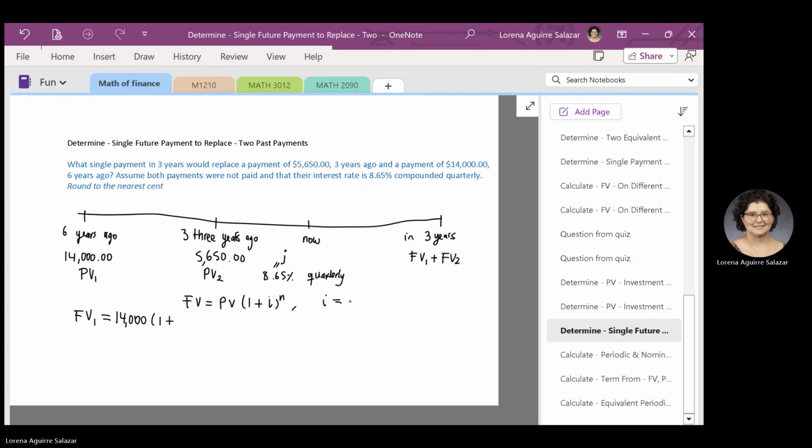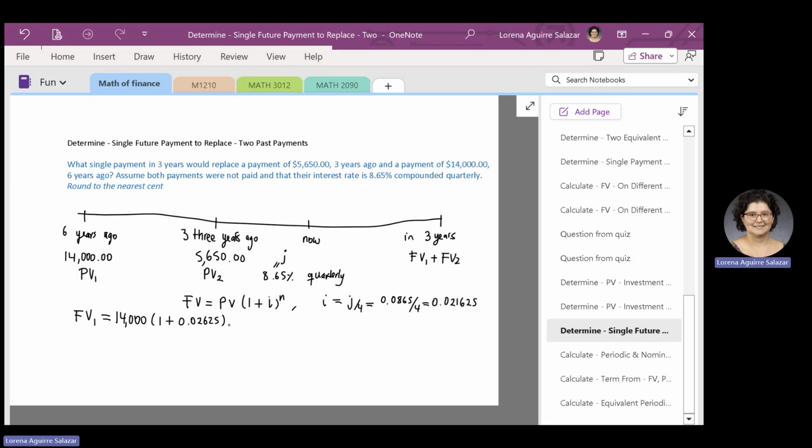We divide the decimal equivalent of 8.65%, which is 0.0865, by 4. And when we perform that division, we find the number 0.021625. Here we have 0.021625. And then that gets raised to the total number of compounding periods.